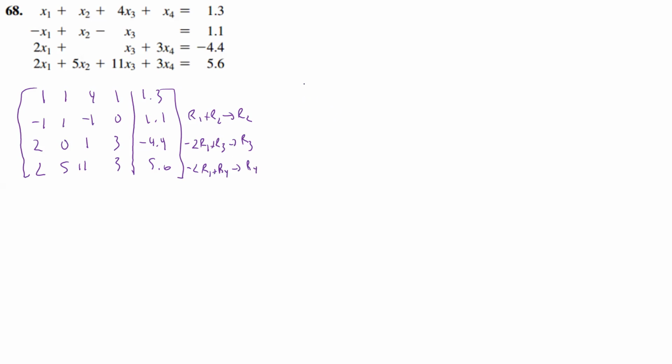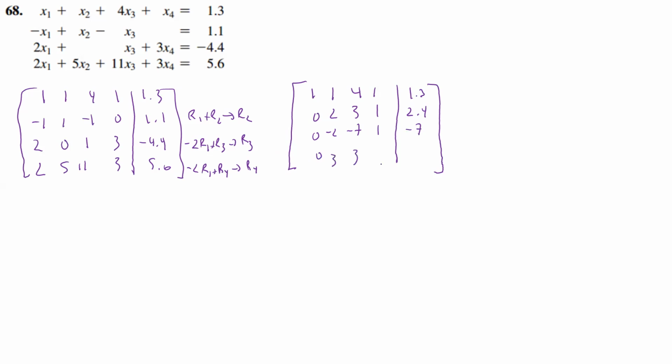Okay. So going with that, we have 1, 1, 4, 1, 1.3. And then we have a 0, a 2, a 3, a 1, 2.4. And here we have a 0, a minus 2, minus 7, 1, and minus 7. And then we have a 0, a 3, a 3, a 1, and a 3.